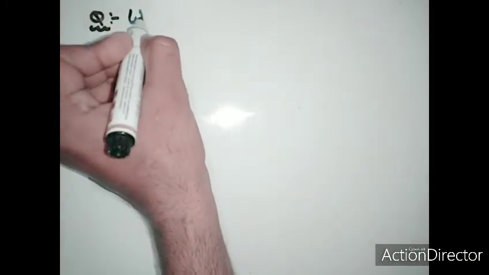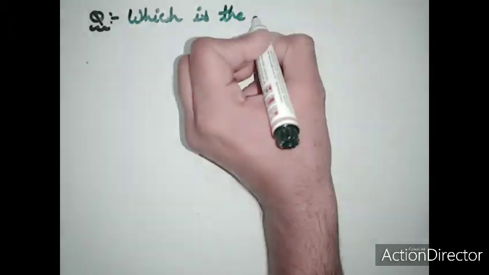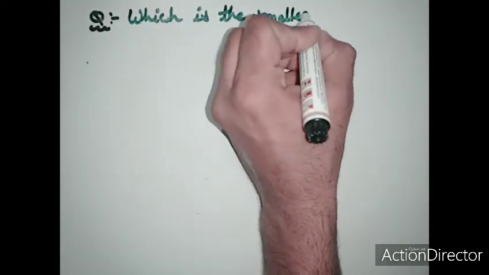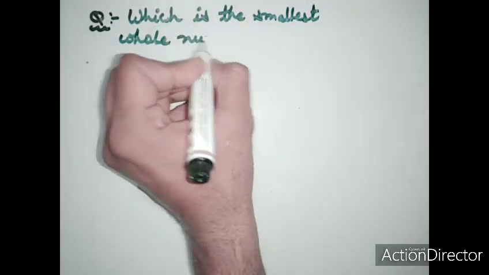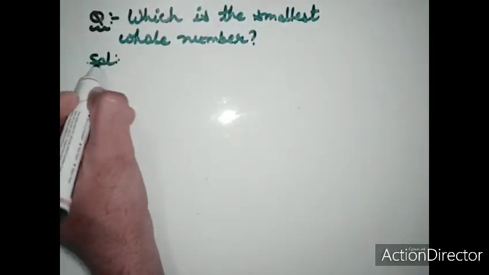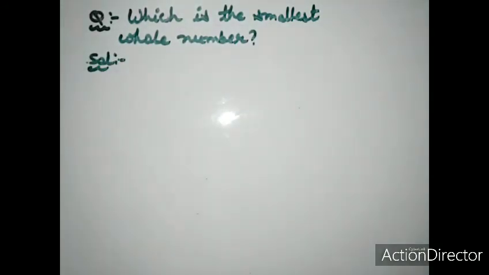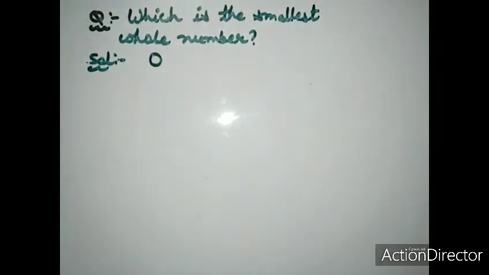Now students, here we solve some other questions related to other chapters. So now the question is, which is the smallest whole number? Yes. So dear students, we all know that the whole numbers start with 0, right? So the smallest whole number is 0, right?